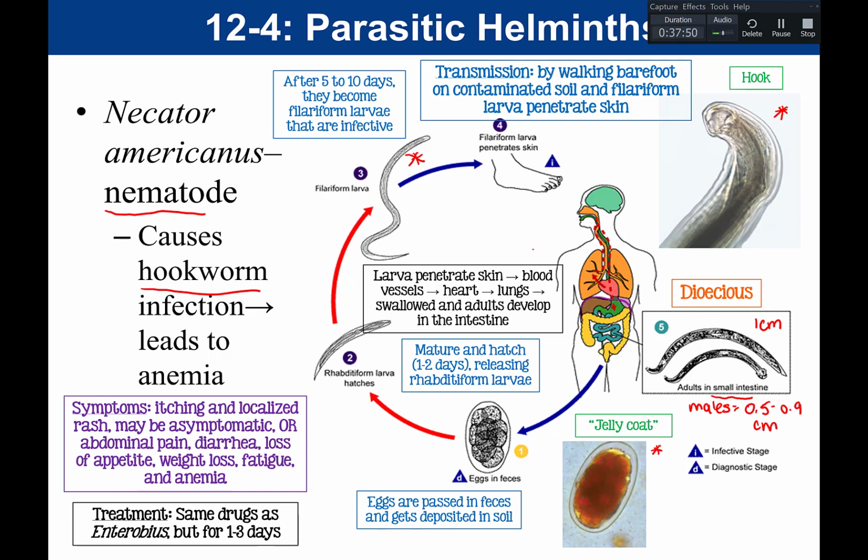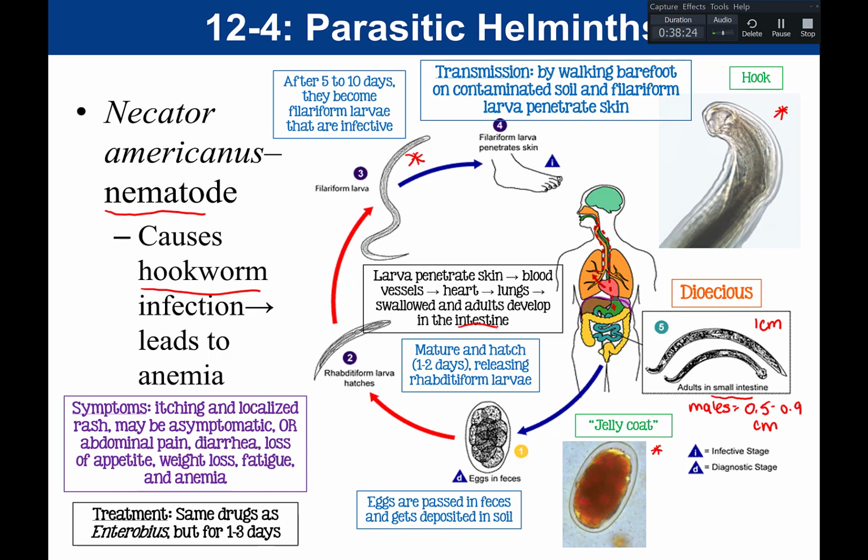And so when they're in the lungs, they can penetrate into the pulmonary alveoli. Again, like Ascaris, when they're in the lungs, they can go up the bronchial tree and to the esophagus where they are swallowed, and they go back down and into the intestine. And so they will develop into the adult in the lumen of the small intestine.